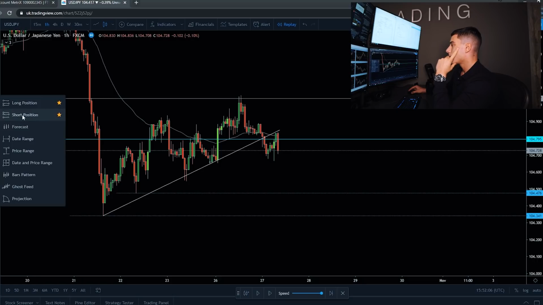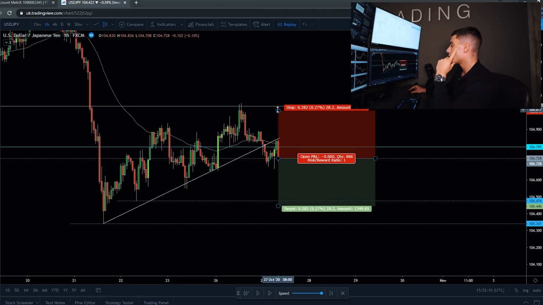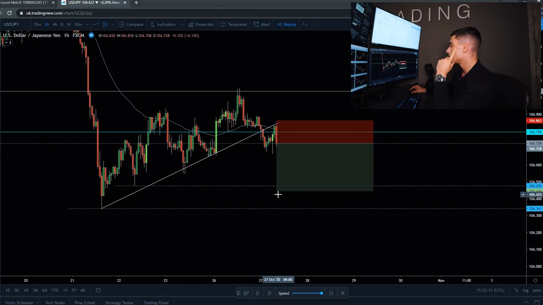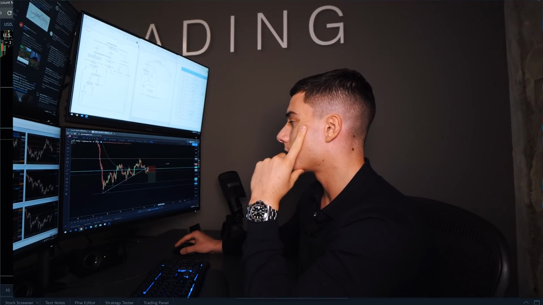So I'm simply taking an entry from here with a stop beyond the high, targeting here for a 1 to 1.85 risk reward.